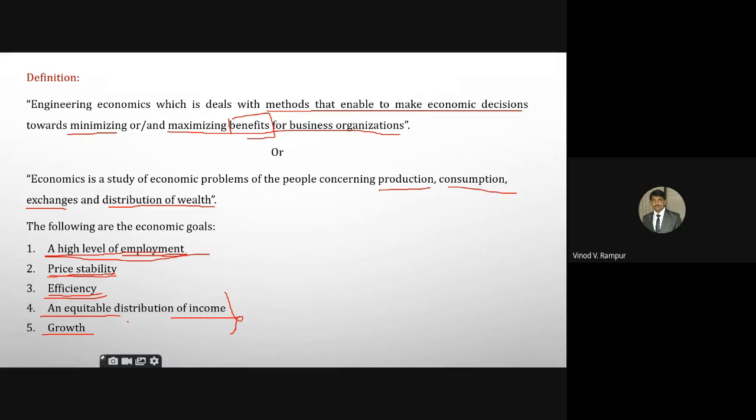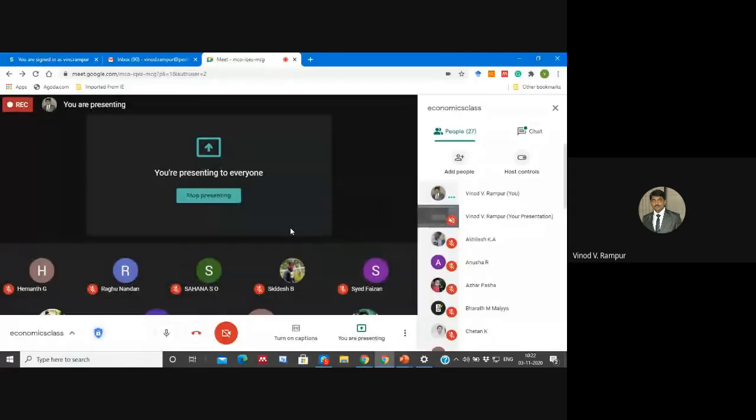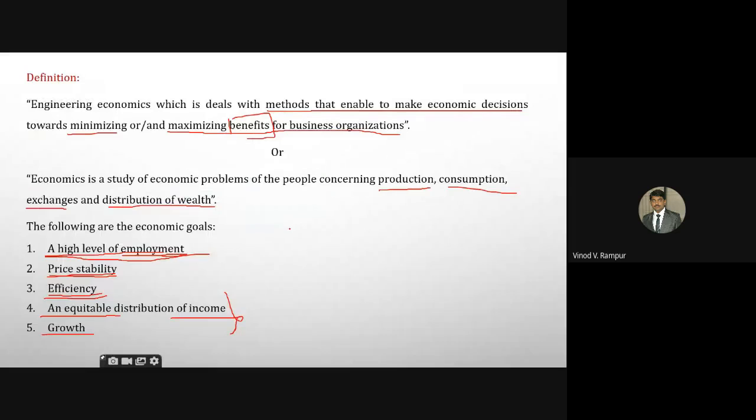Okay, now just say that whenever activity is performing in the organization, a proper distribution of the income, that means how we are going to spend our finance or our money in the organization and in the market. Okay, that is very, very important.